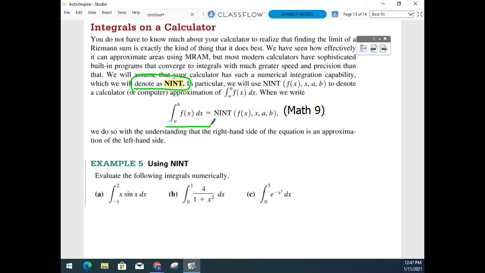So if we do that for example 5, go ahead and do math 9. You plug -1 in for the bottom number, +2 for the top number. Make sure your mode is always in radians, since we have our trig function. Then take your x times sine of x, and then fill in the x variable for the dx.